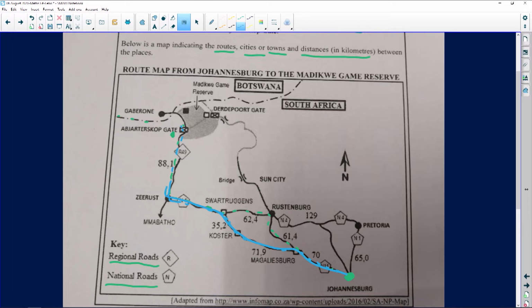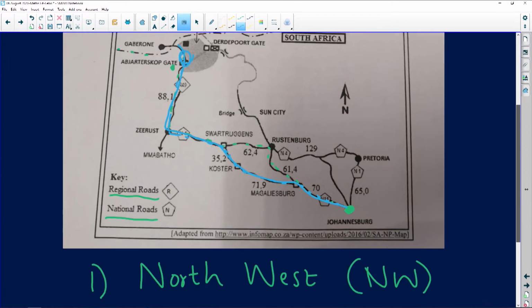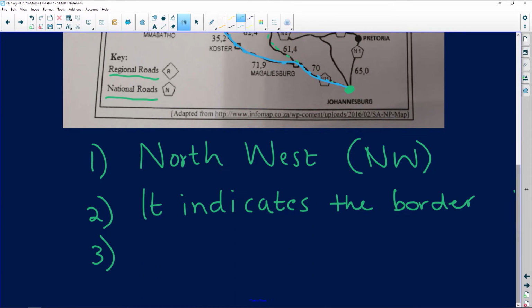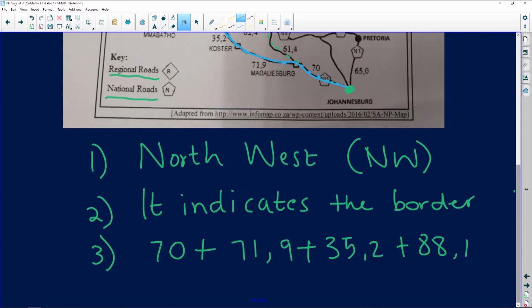I think it would be this route, but I need to go and prove that in fact it is that route. And if I am using that route, let's see what the calculation would look like. If I am using that particular route, the first thing I do is I'd add my 70 kilometers plus 71.9 plus 35.2 plus 88.1.